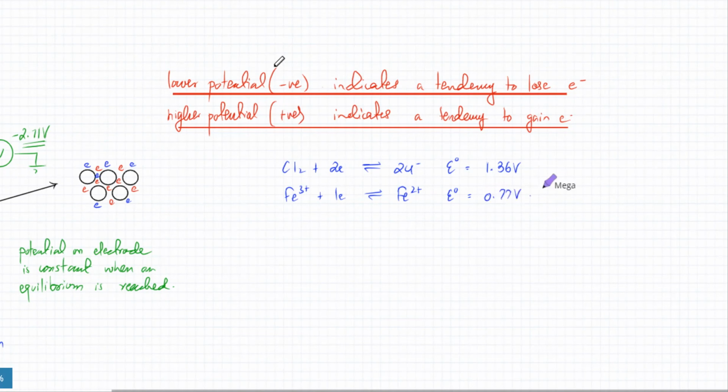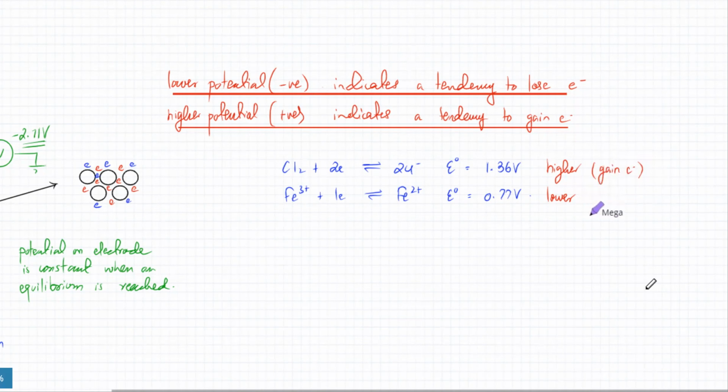So if you compare the two, which one has a greater tendency to gain electrons between the two? Cl2, right? Yes, because it's more positive. So this one is more positive, so you're going to refer to this as the higher potential. And this one, vice versa, is going to be a lower potential, right? So basically, this one wants to gain electrons, but relative to what? Relative to the other electrode.